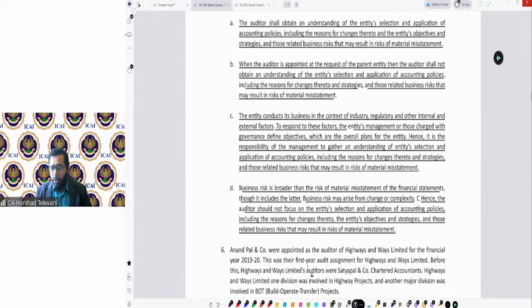The answer is no, because POCM is for construction and large project contracts. Now, if a wholesale trading company applies POCM, then it will result in inaccurate recording of revenue. That's why it is necessary for us to understand the entity's selection and application of accounting policies.